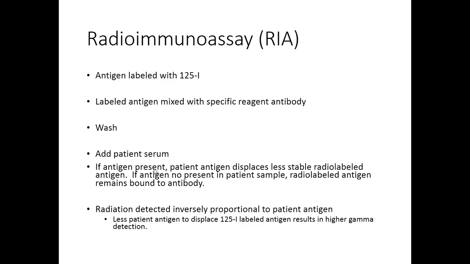RIA as a technique is used primarily to look at antibody levels by using a known quantity of antigen that's been made radioactive. So we're going to label the antigen with I-125. And as I said, that I-125 attaches to the tyrosine of the antigen. The labeled antigen gets mixed in with antibody for the antigen. They bind to each other. They make an antibody-antigen complex, and then we wash. And here's where the competition comes in. Then we add some patient serum as well. So we have labeled antigen, we have a reagent antibody, and then we have a patient serum.